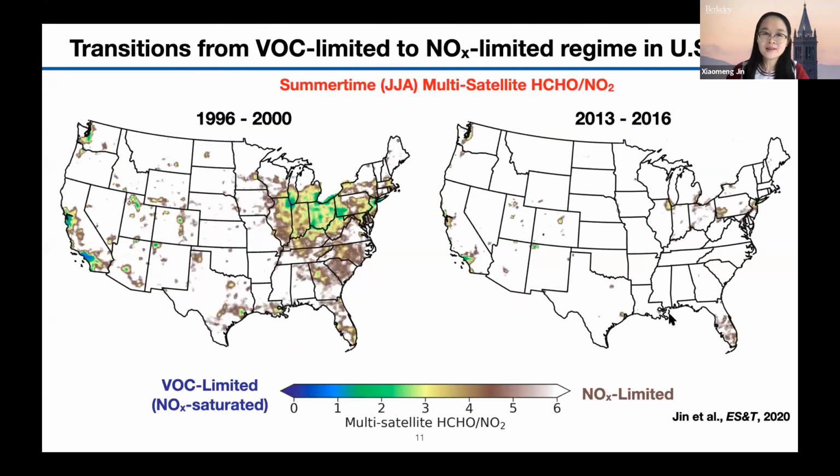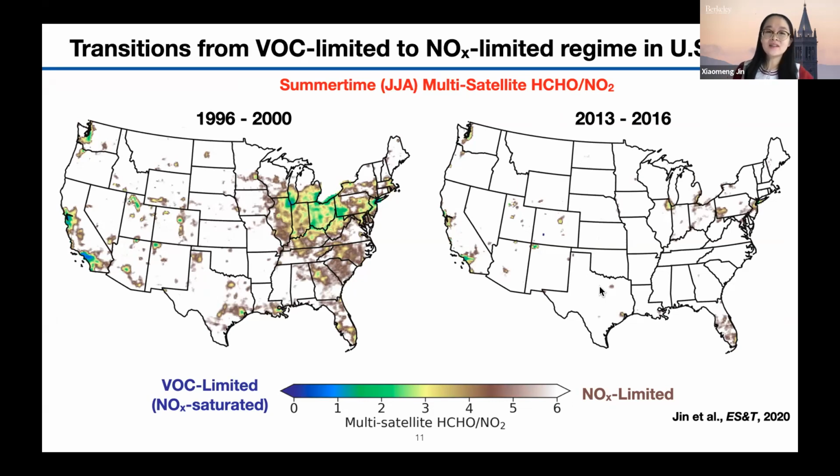This figure shows you the summertime multi-satellite formaldehyde to NO2 ratio over the US in 2 different periods, 1996 to 2000 on the left, and 2013 to 2016 on the right. If you find any blue to green areas, it means the ozone production is VOC limited or NOx saturated. Yellow to brown means it's transitional, and the brown to white areas are NOx limited, which you can find over most rural areas in the US.